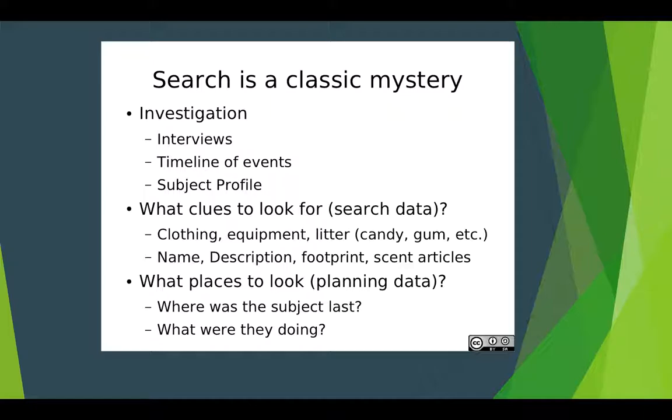So again, searching is a classic mystery. That means that there's an investigation component of the search: interviews, timelines of events, subject profiles. This should be ongoing or initially going while planning and operations are thinking about safety and thinking about protocols for sending people on hasty searches. Clues, what kind of search data is out there, include things like clothing, equipment, litter. It can include the name, description, footprints if possible, or scent articles if dogs are available.